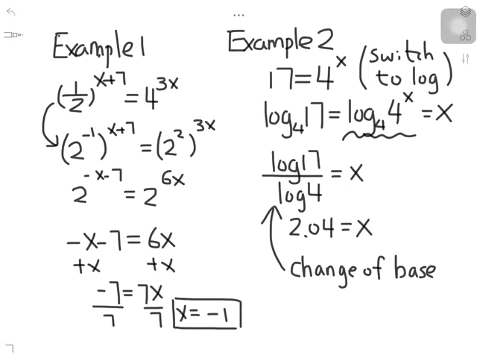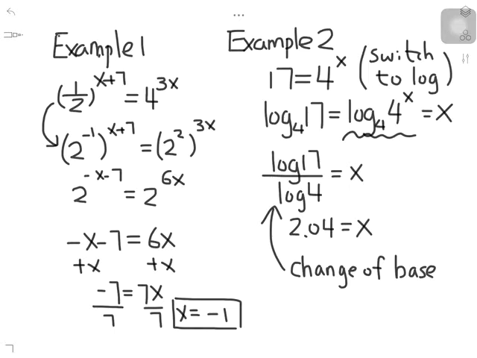Now, with a number raised to a power followed by a power, what can we do? Power of a power property. We multiply the exponents together. -1 times (x plus 7) is -x minus 7. 2 times 3x: 2 times 3 is 6, so 6x on the other side.